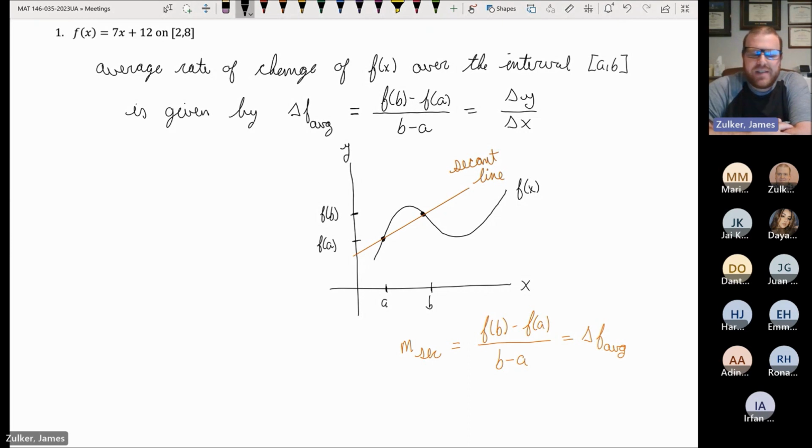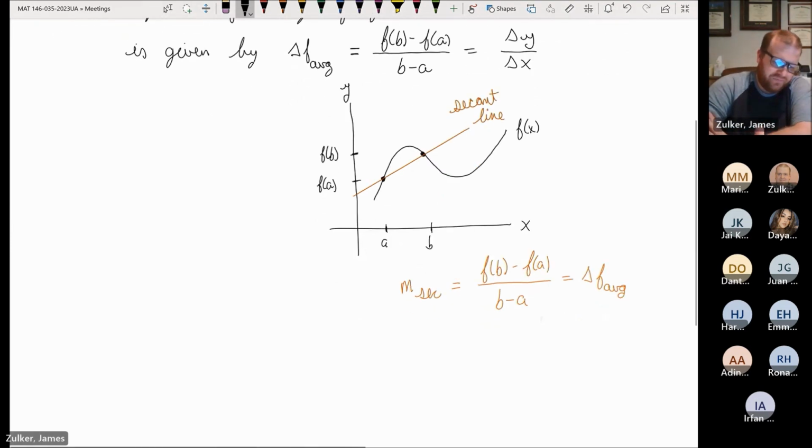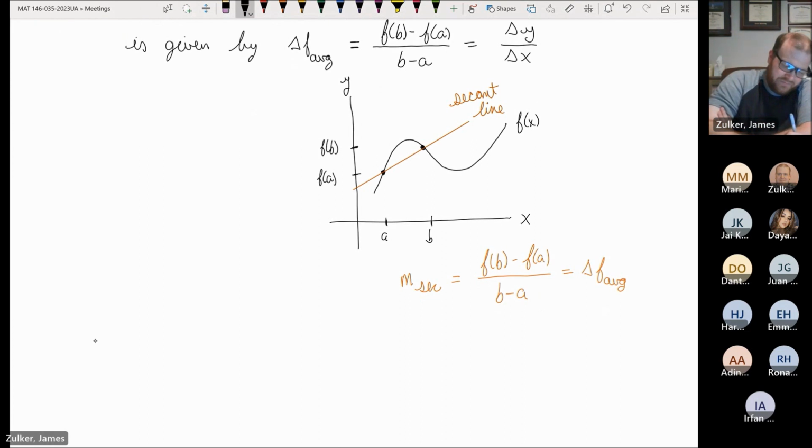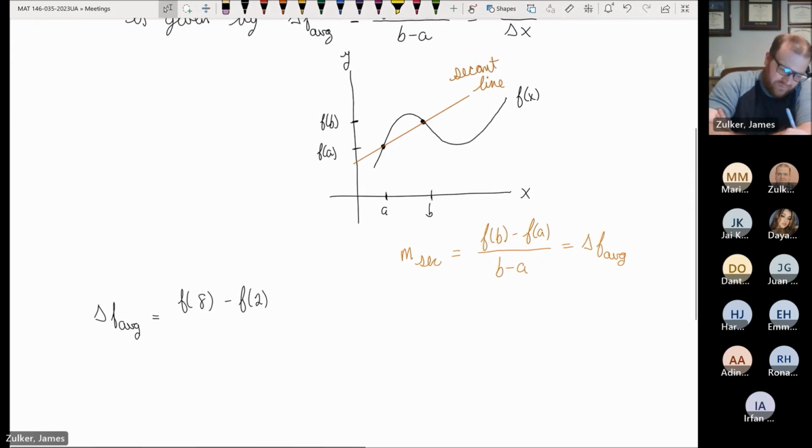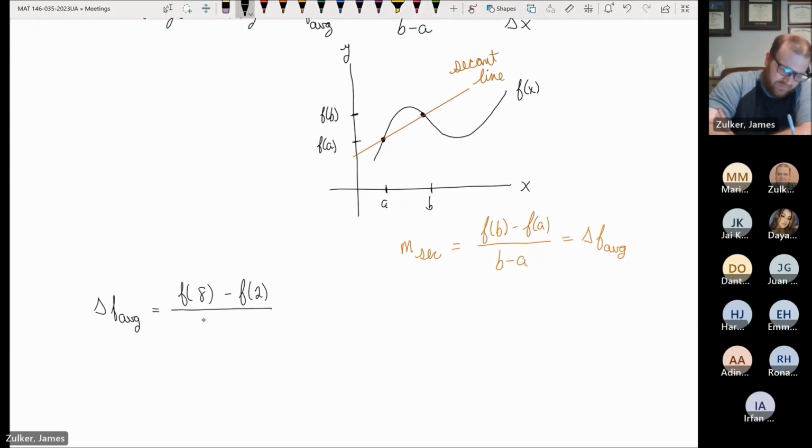the average rate of change of 7x plus 12 over the interval 2 to 8. f of 8 minus f of 2 over 8 minus 2.